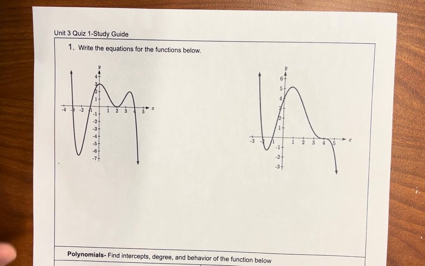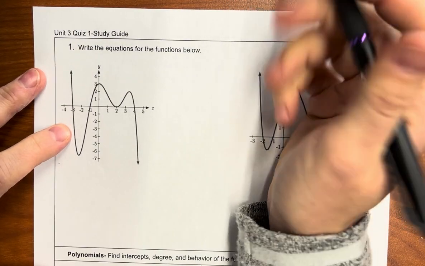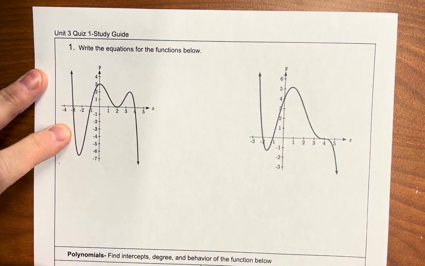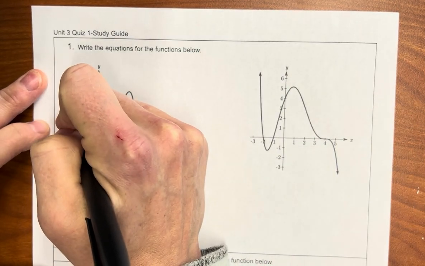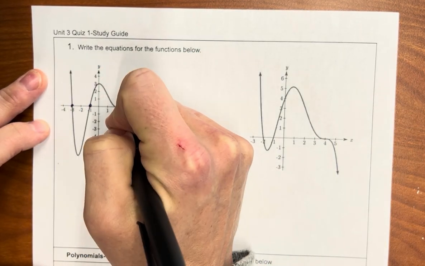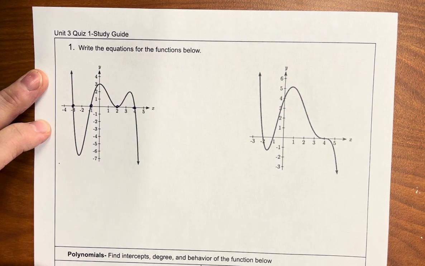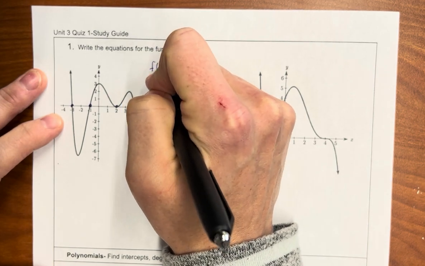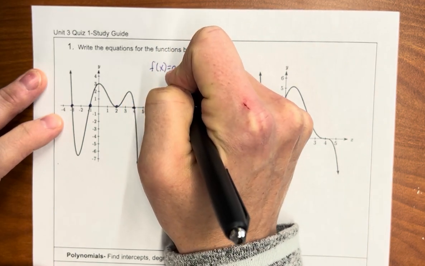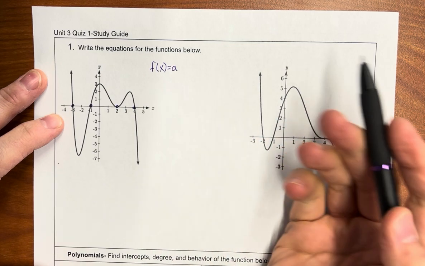When we're talking about a polynomial equation, and we're trying to write an equation here, the first thing we want to look at is where the zeros of the polynomial are. So the zeros are the x-intercepts. And then we're going to look at what's happening at those zeros. So I'm going to start by writing f of x equals a. We don't know what a is yet. We actually have to find a.